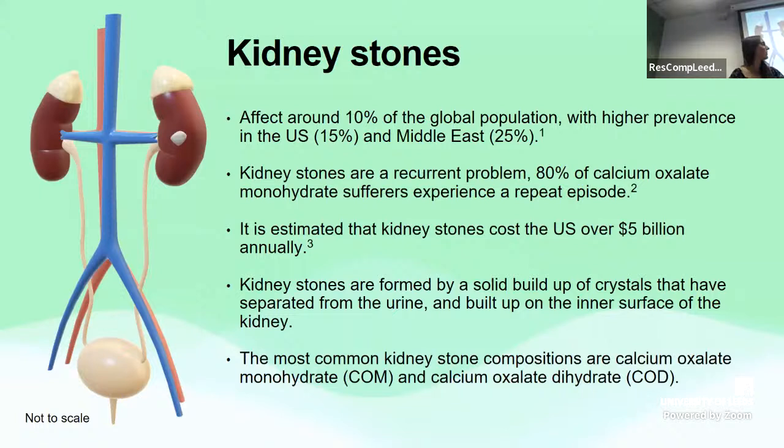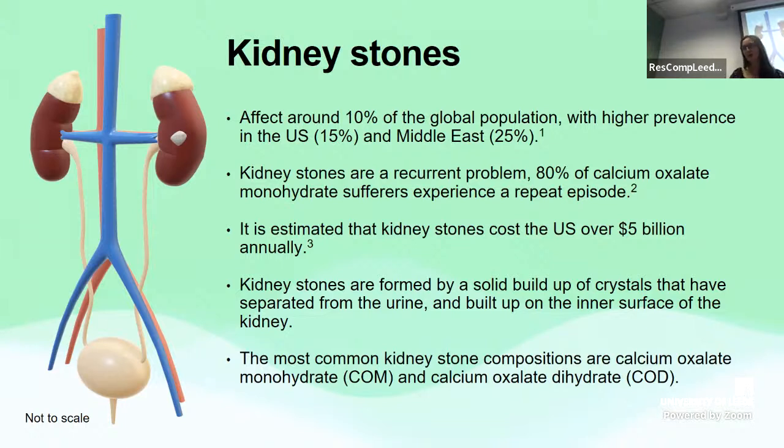So kidney stones, they affect around 10% of the global population. And the main problem with them is they're recurrent. So once you get one stone, you're very, very likely to get another. And as many people with kidney stones know, they're extremely painful and they cost the US over $5 billion annually in treatment costs.